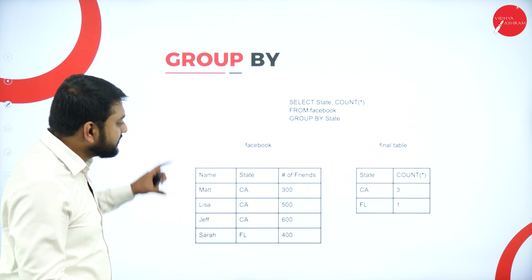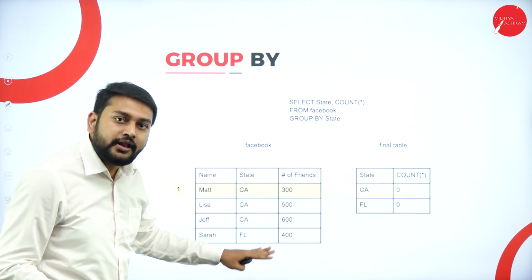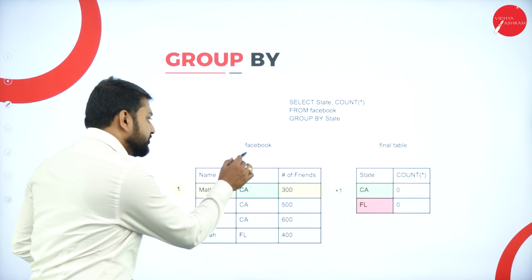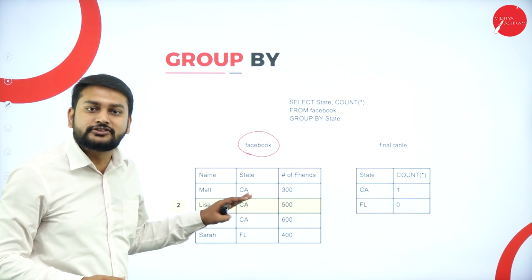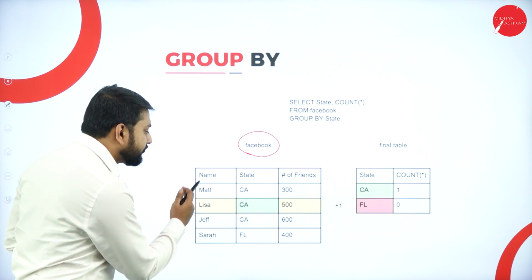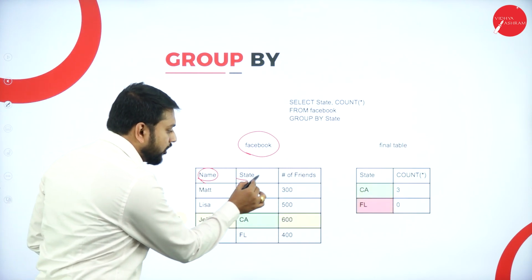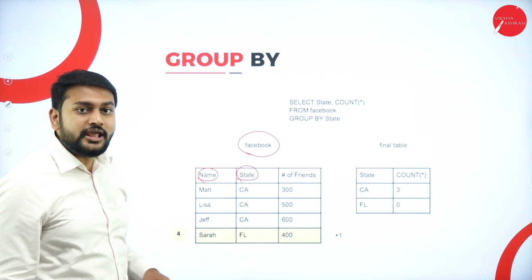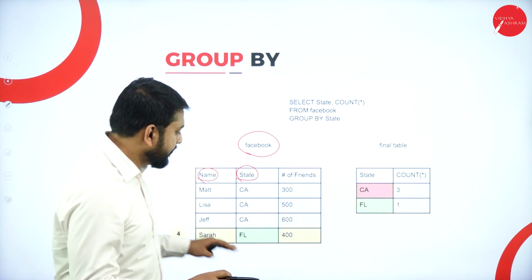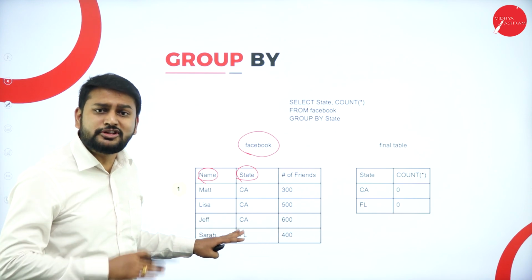Listen to me. In this concept, I have taken one table. I'm naming this table Facebook. In this table, I have 3 columns. The first column name is name. The second column name is state. And the third column name is number of friends. You understood the table structure.